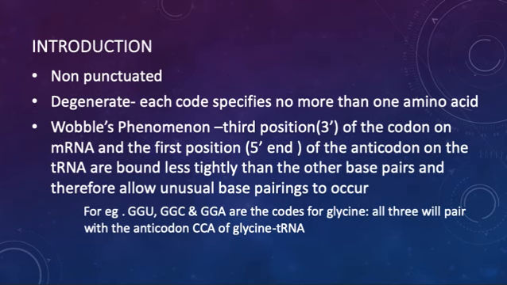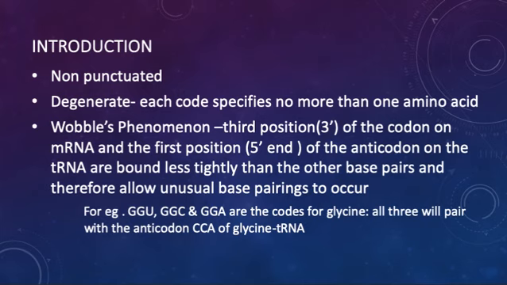Okay, and then the genetic code has a phenomenon which we call the Wobble phenomenon. Okay, so we said that the genetic codons are made up of three nucleotide bases, right? So the third position on the 3' end of the codon on the mRNA and the first position on the 5' end of the anticodon of the tRNA are bound less tightly, that is there is less space. So because of this, compared to the other base pairs, it allows an unusual base pairing to occur. Okay, so that is called the Wobble phenomenon.